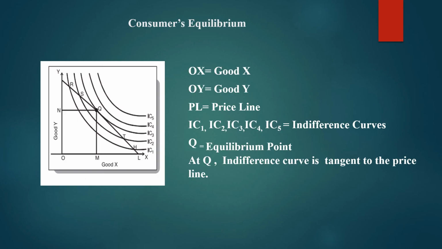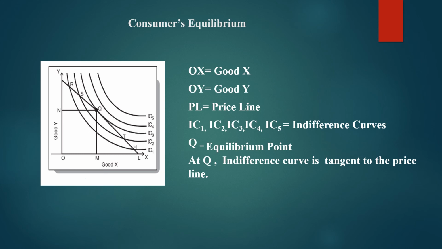Consumer equilibrium. What do you mean by equilibrium? Consumer's equilibrium means it is the place of rest in which the consumer has no tendency to move from that particular place, because he is getting maximum satisfaction with minimum income at that point. So now you see the diagram.